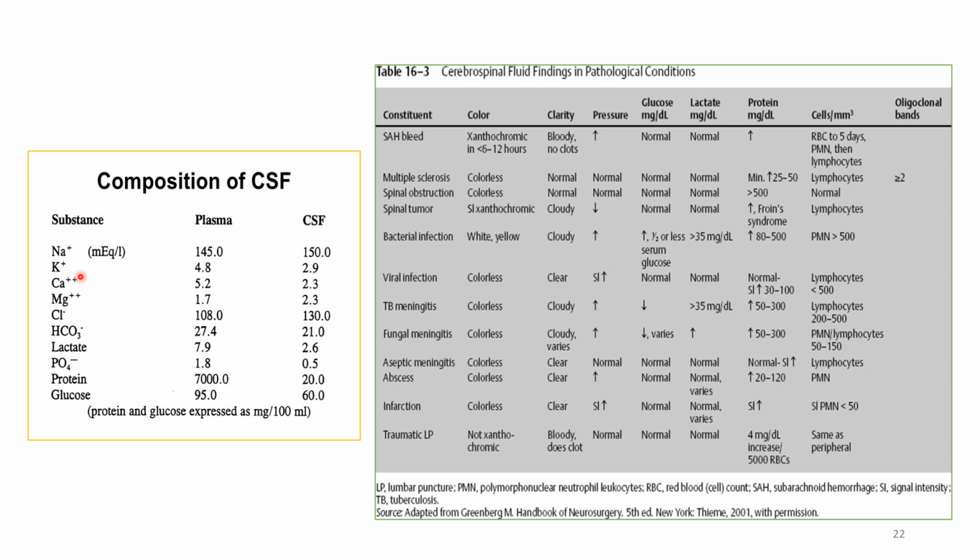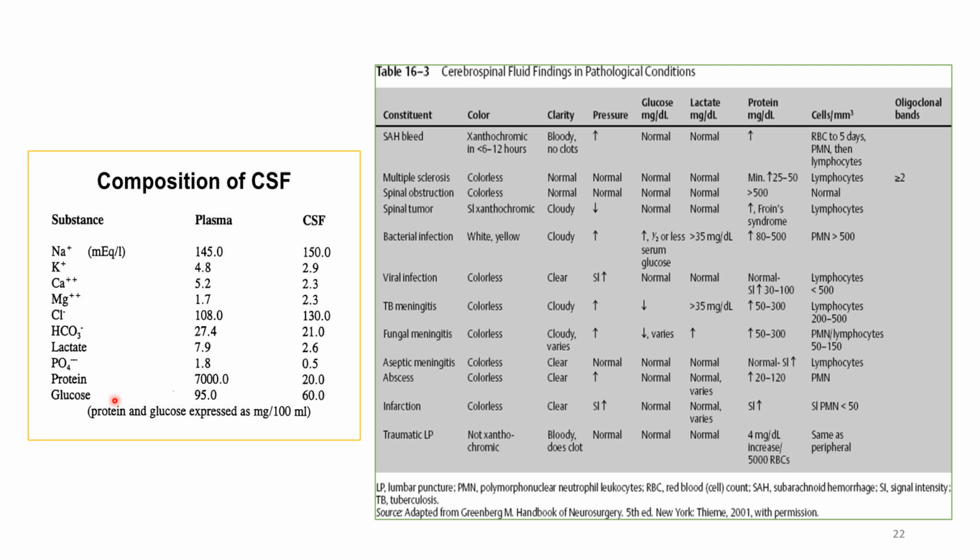Potassium is low in the CSF, at 2.9 mEq/L, while plasma has 4.8. Calcium is also high in the plasma, 5.2. Magnesium is high in the CSF, 2.3. Chloride is high in the CSF, 130. Bicarbonate is high in the plasma, 27.4. Lactate is high in the plasma, 7.9.